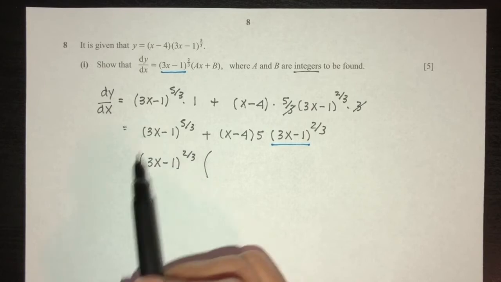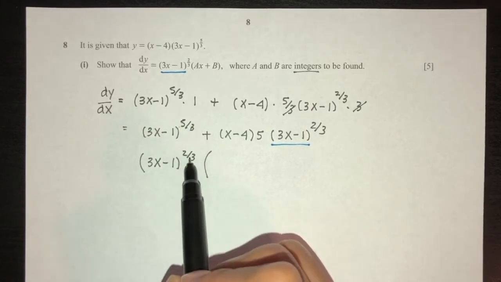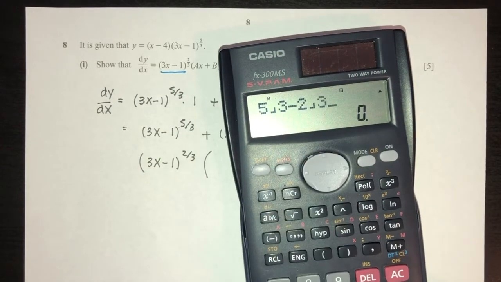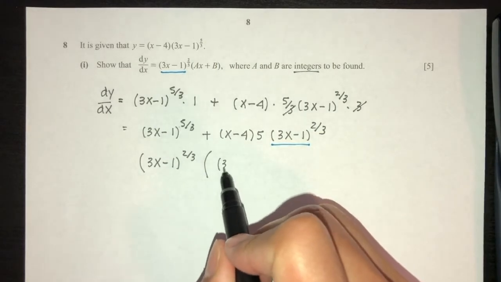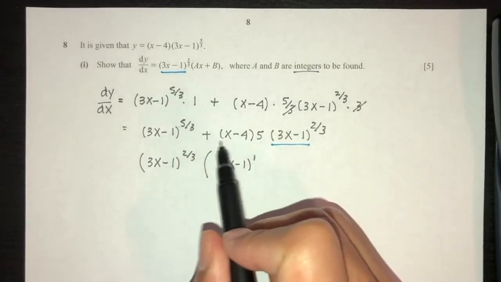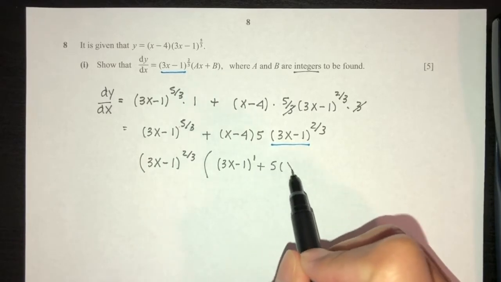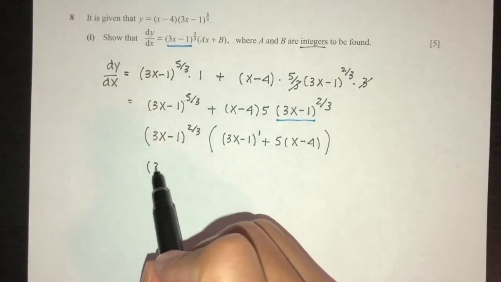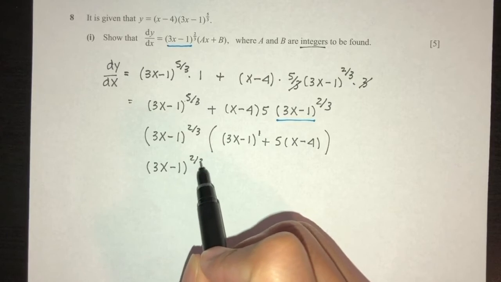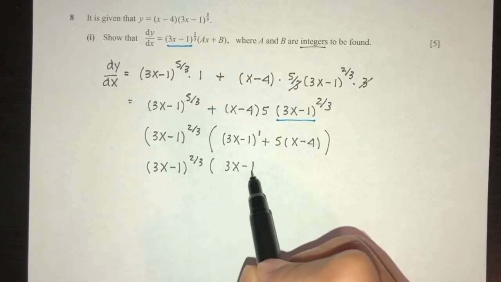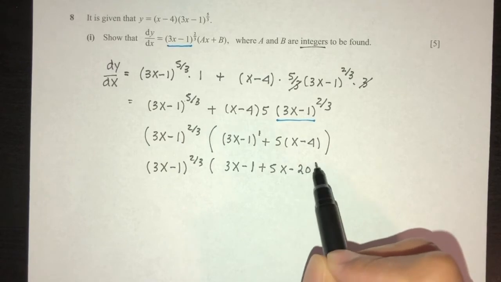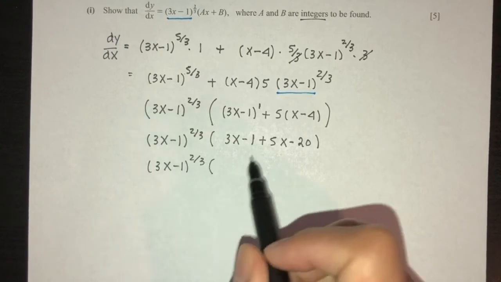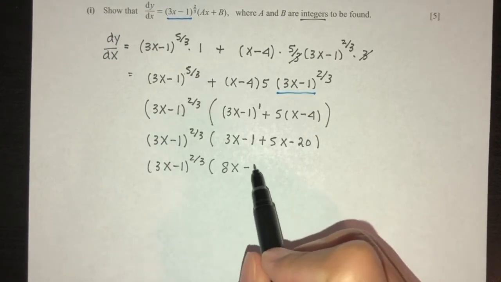Now when you take out this from this, you have to subtract the power of 5/3 minus this, you will have 5/3. Let's try. So 5/3 minus 2/3, that should be 1. So basically you will have (3x - 1)^1, and then this one remaining will be plus 5(x - 4) on the inside. Now let's simplify. You will have (3x - 1)^(2/3) times (3x - 1 + 5x - 20). Now simplify again. (3x - 1)^(2/3) times this plus this will be 8x minus 21.